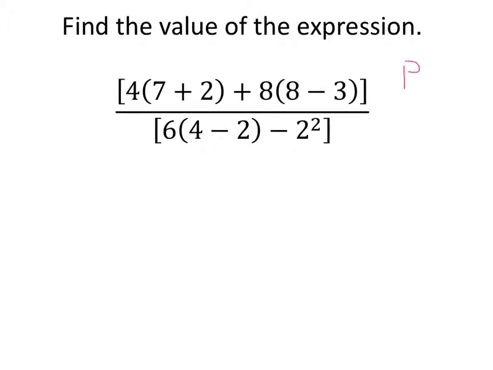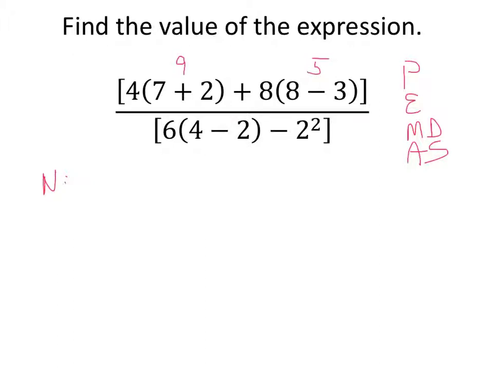When you have a fraction and you have an order of operations problem, you want to do the numerator and denominator separately. So let's do the numerator. Let's look at the problem. Here we have parentheses, here we have a parentheses, and here we have an overall bracket. We don't really need this overall bracket here. It would have been fine without it. But we're going to work inside the parentheses first. So 7 plus 2 is 9, and 8 minus 3 is 5.